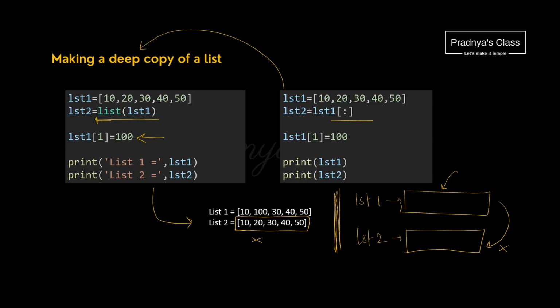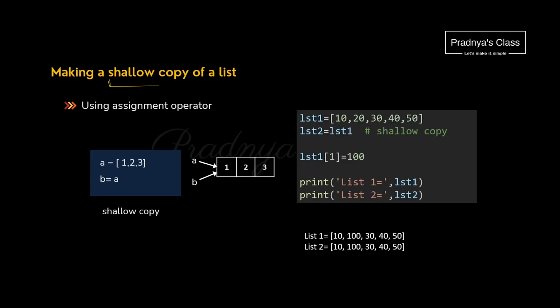So when we create a list using the list function as well as with the help of slicing, it creates a deep copy. Then what about shallow copy? When we use the assignment operator to create a list, then a shallow copy will get created. So when we change the content of list 1, it will reflect in list 2 also. Look at the output. Now both the lists are the same, but we changed only one list. In this case, both the lists point to the same memory address.